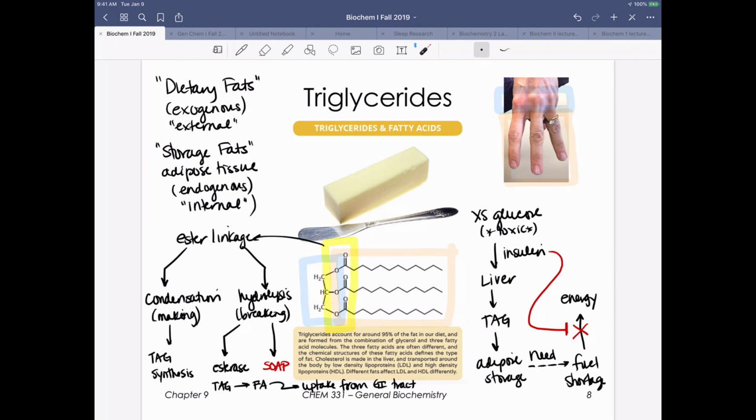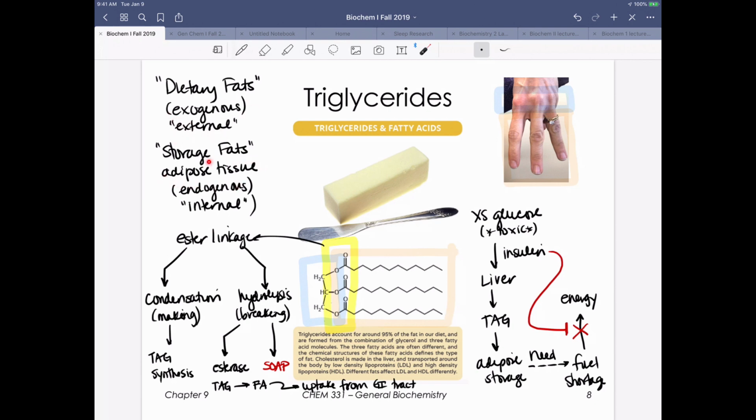So when we link these all together, again, this is what we represent by 3 fingers here, this triglyceride. These triglycerides are found in both exogenous and endogenous sources. So when we're talking about dietary fats, things that we consume in our diet that we obtain externally, we refer to these as exogenous.